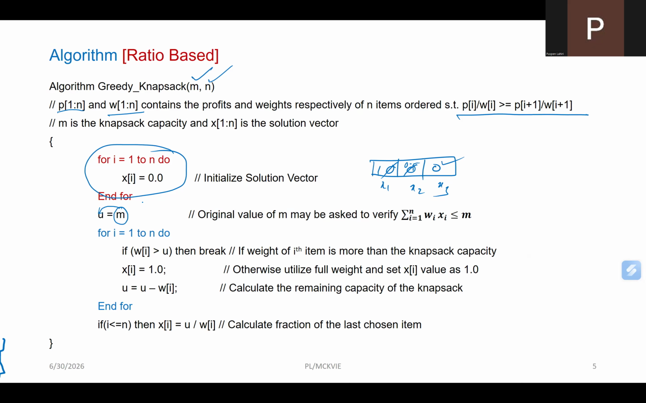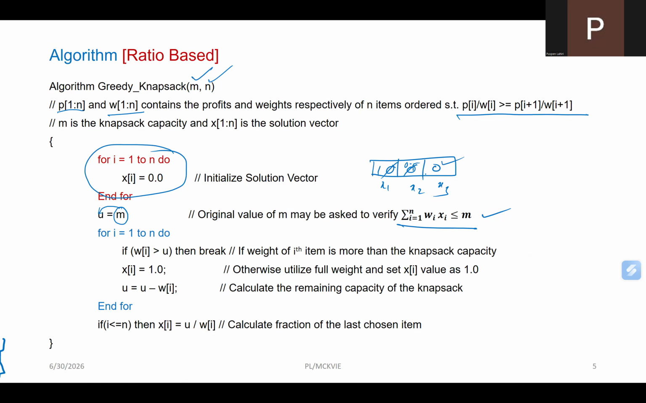So let us keep the backup of M into U. You use the value of U and keep M unchanged. So the original value of M may be asked for verification. I have written this here. Somebody may say, your method is finished, you have calculated the profit, so let us verify the total weight in your knapsack, whether it exceeds the maximum capacity. In that case, you need the value of M. But if unfortunately it is changed, you cannot take back the value. So it is better to keep the backup of M into U and use the value of U for this purpose.